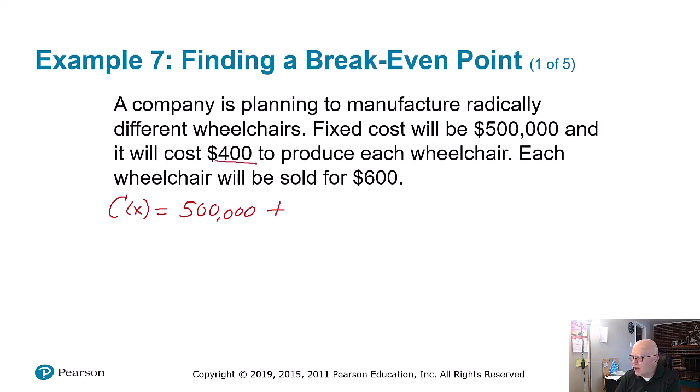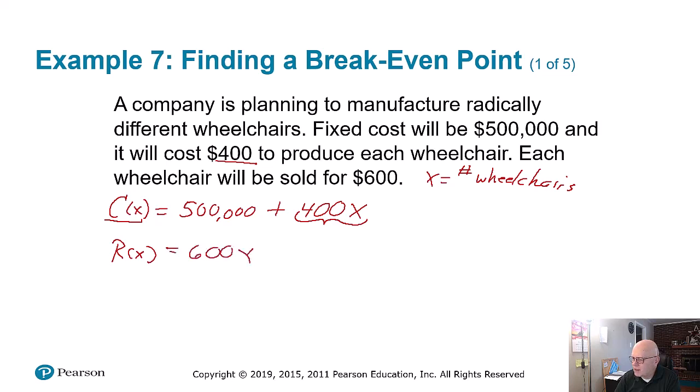If we sell X wheelchairs, X is the number of wheelchairs, then 400x would be how much it costs to make those wheelchairs. And this will give us our total cost. Now what about the revenue? We're selling them for $600. If we sell X of them, then we'll have $600X for the revenue.